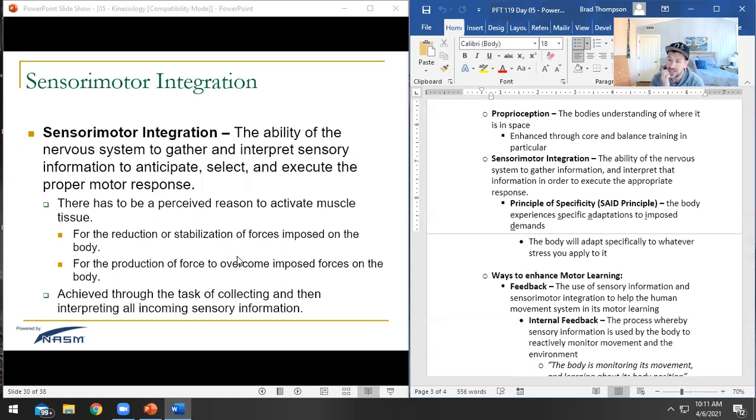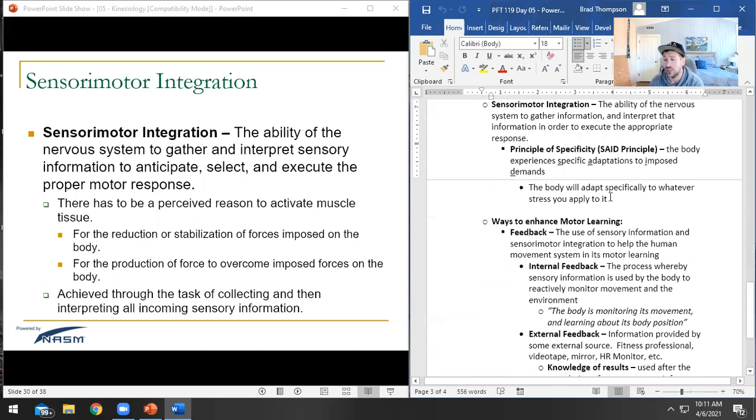And so we want to make sure that we are incorporating as much proprioception into our routines with our clients as possible, at least if we're working on stabilization, right?